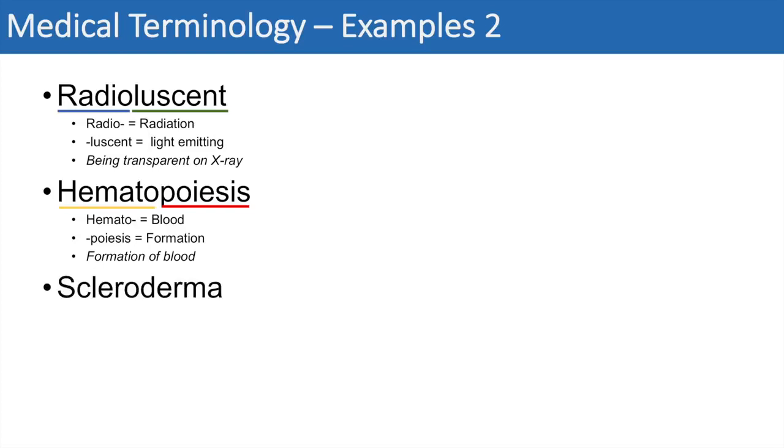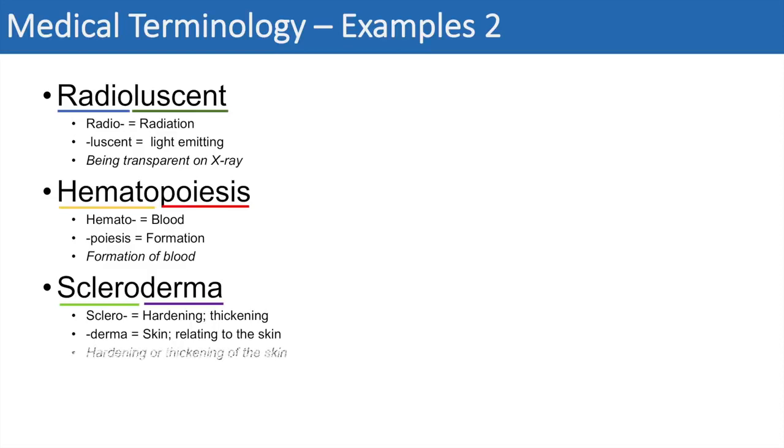And the last one is scleroderma. So what does scleroderma mean? So again, breaking it down, sclero means hardening or thickening. And derma, you can think of dermatologist. So derma means skin or relating to the skin. So when you put this together, scleroderma really means a condition of a hardening or thickening of the skin. So scleroderma means hardening or thickening of the skin.